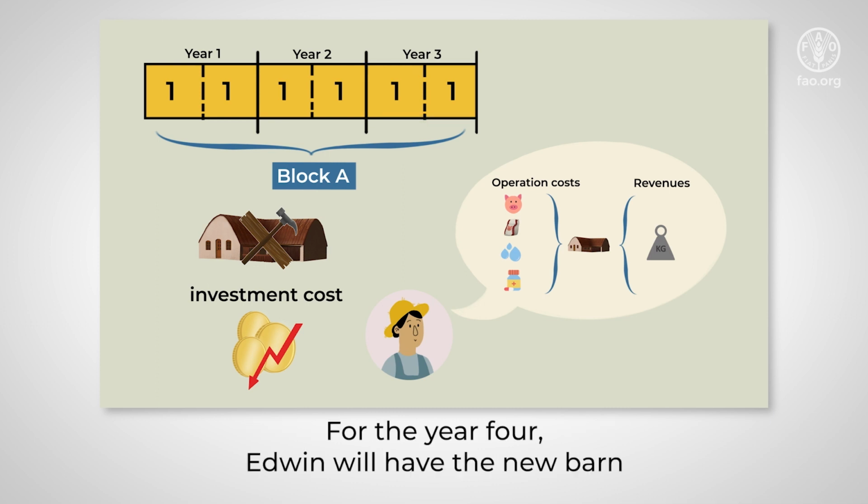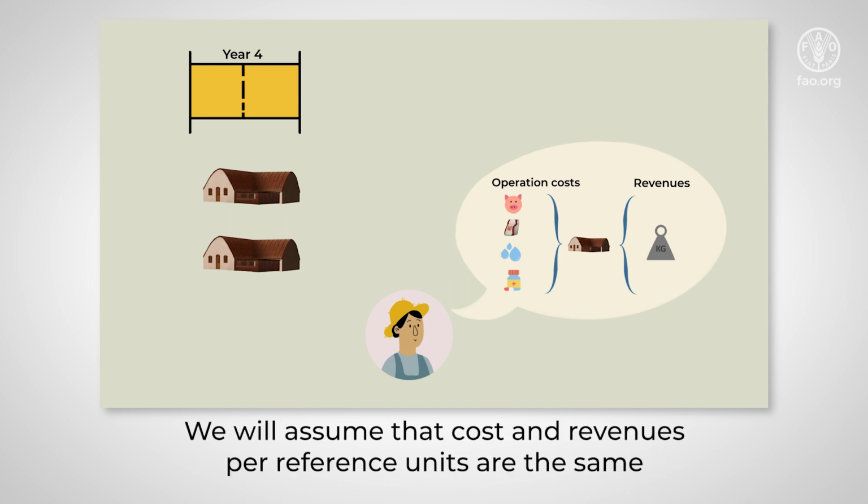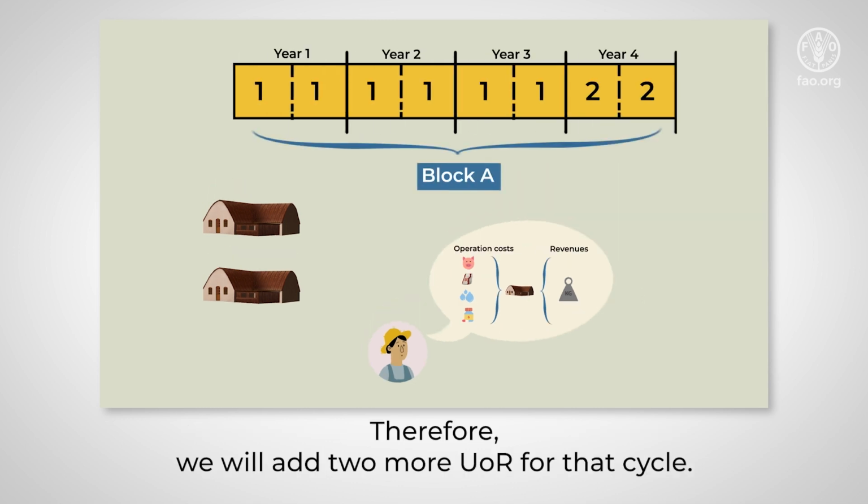For year 4, Edwin will have the new barn operating with capacity for 40 piglets. We will assume that cost and revenues per reference unit are the same, so we can maintain the same block. Therefore, we will add 2 more UOR for that cycle.